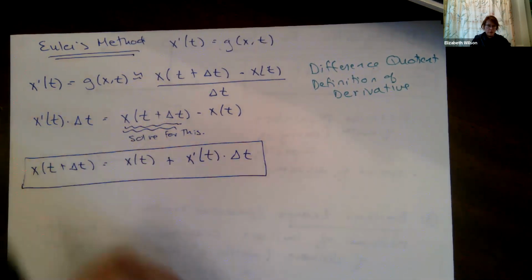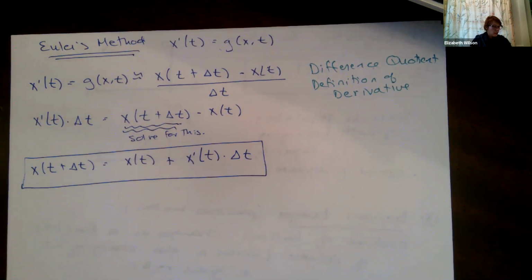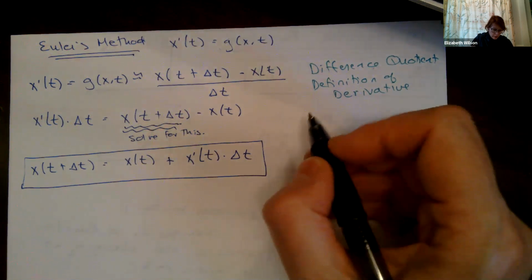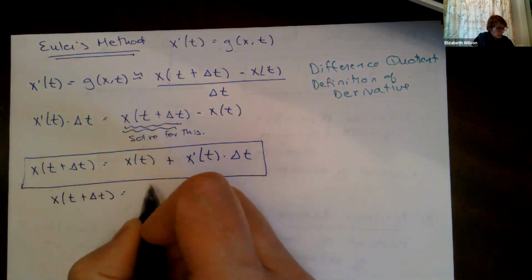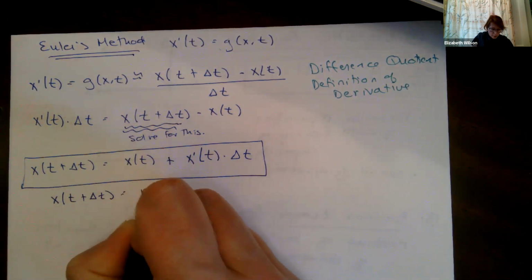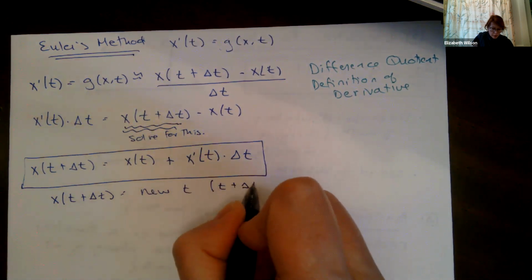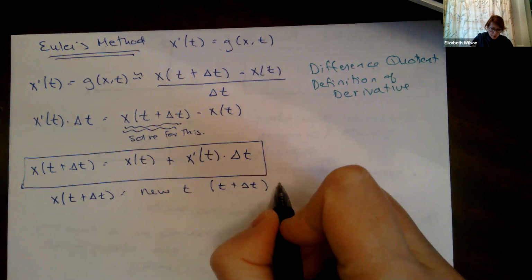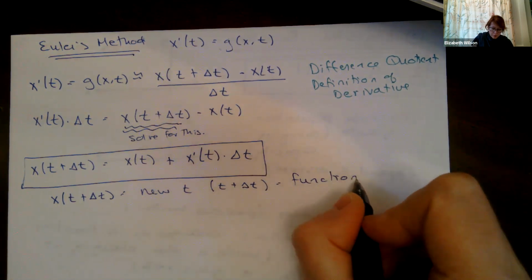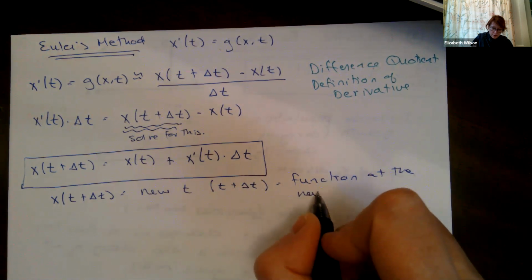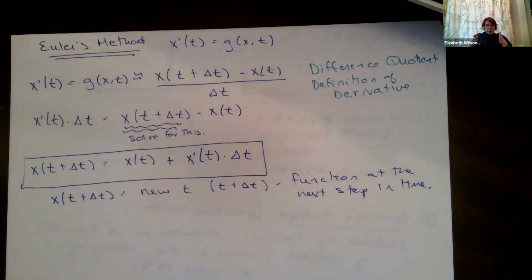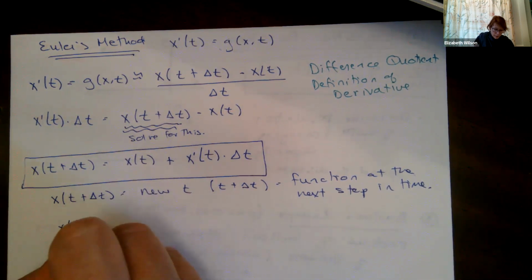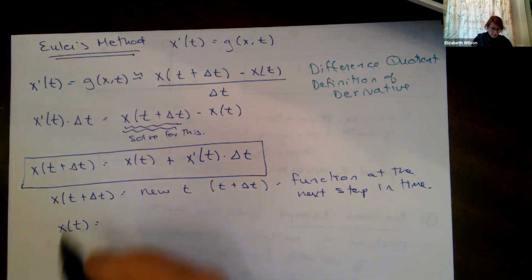Now this is my equation right here. Let's talk about what we're dealing with. This is my Euler's equation. Let's write down our different pieces. So x of t plus delta t. What does this mean? This is our new t value, because t plus delta t is our next step up. So this is our function at the next step in our time. I'm here currently, and I want to predict where my function is going. This x of t is the function value of where we are right now.